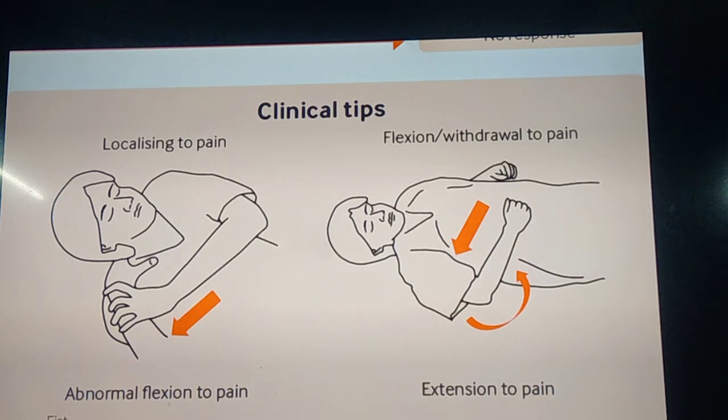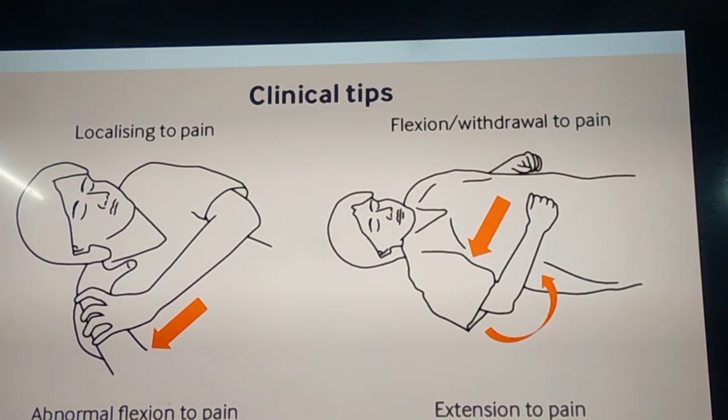Then next is flexion or withdrawal from the pain. That means we have given a painful stimuli to the patient, suppose a trapezius squeeze. Then, as you can see here in this picture, the patient is withdrawing from the pain. The patient is moving the body, but not able to reach out to where the painful stimuli has been given. Not able to localize the pain, but moving the body.